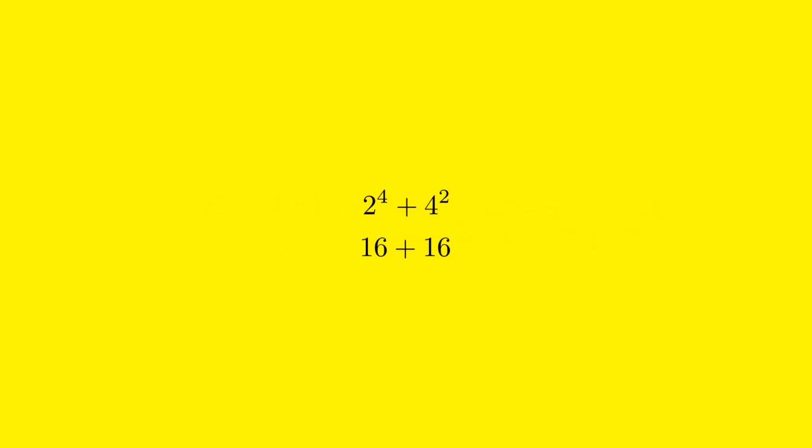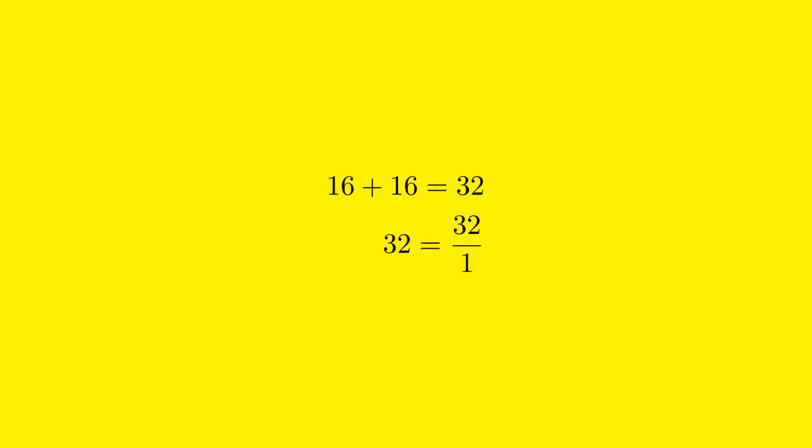In step 1, observe the given expression: 2 raised to the power of 4 plus 4 raised to the power of 2. Now, calculate the values of these exponents individually. 2 raised to the power of 4 equals 16, and 4 raised to the power of 2 equals 16. Therefore, the expression is altered from 2 raised to the power of 4 plus 4 raised to the power of 2 to 16 plus 16.